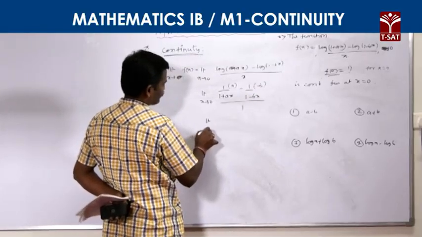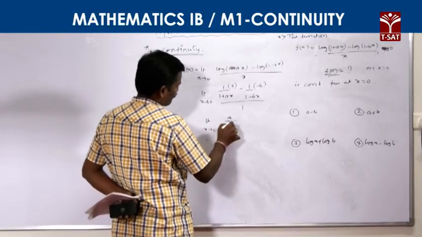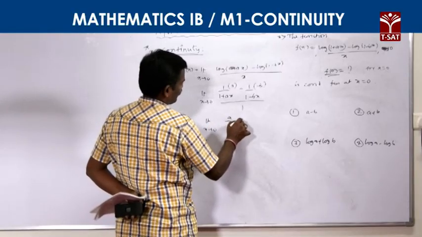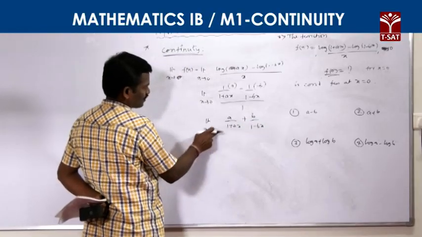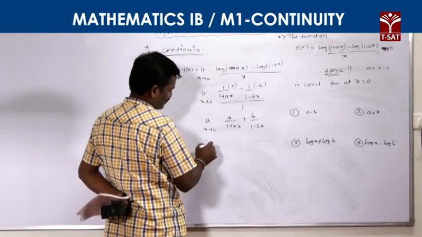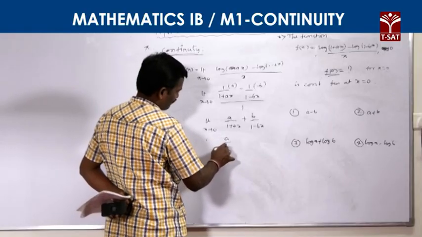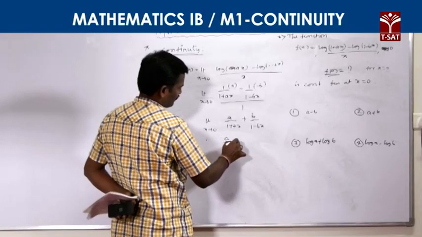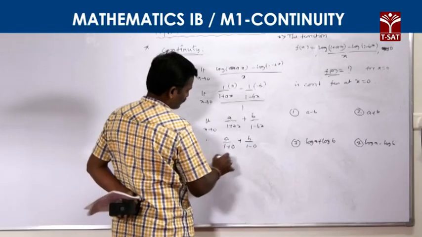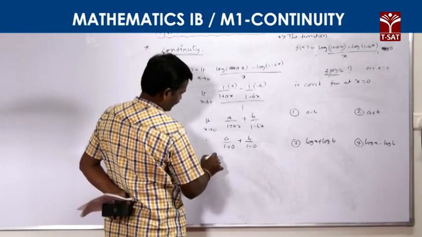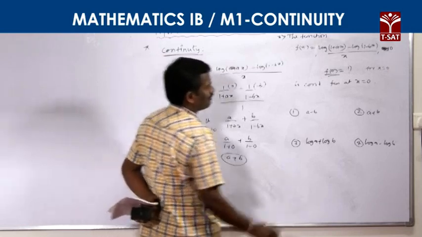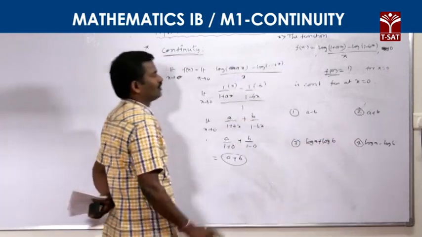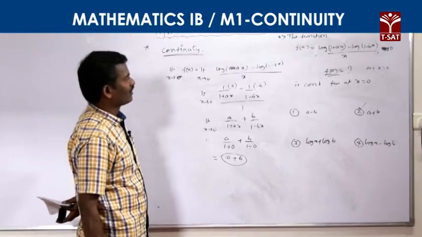So limit as x tends to 0: this is a by 1 plus ax minus minus, plus b by 1 minus bx. As x approaches 0, substitute 0 wherever we have x. So that is a by 1 plus 0, b by 1 minus 0. So here a plus b. So answer is a plus b. So the second option is the correct option. For this, a plus b is the correct answer.